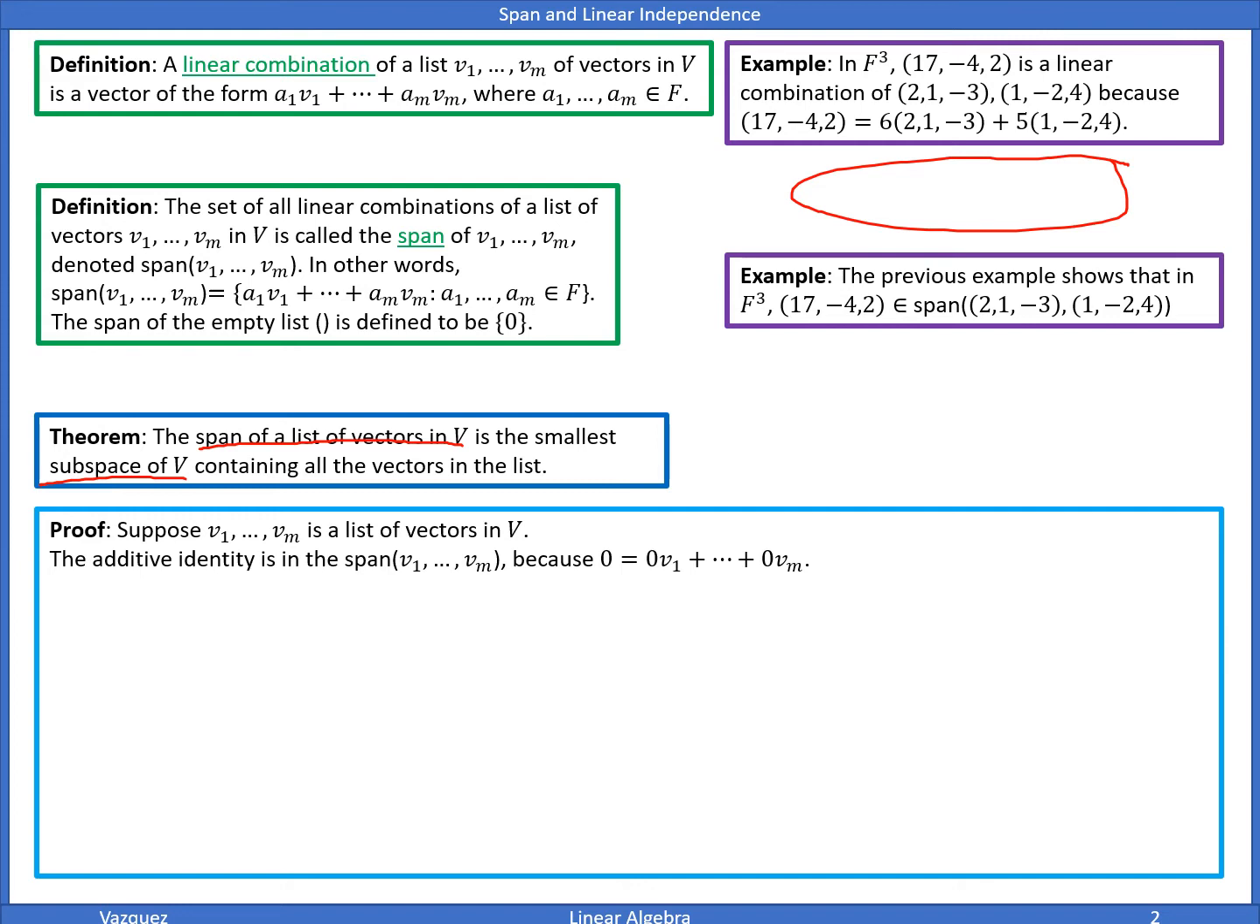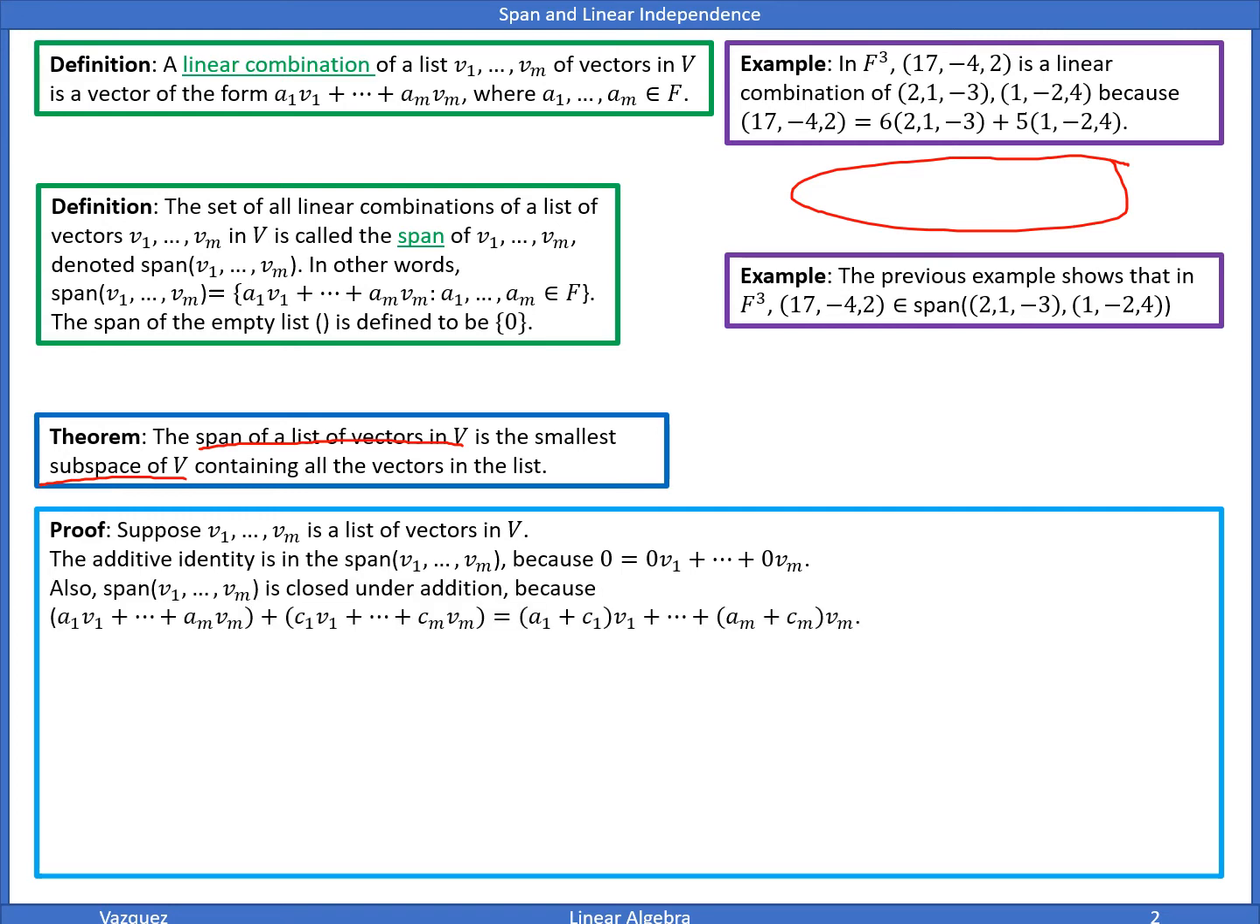Also, we can show that the span is closed under addition, right? So if we were to have this linear combination of the vectors and this linear combination of those vectors, well, we just add the scalars, a1 plus c1, all the way to am plus cm. And now we just have another scalar times v1, and another scalar times vm, and everything in between. And that's just another linear combination. So the span is also closed under addition.